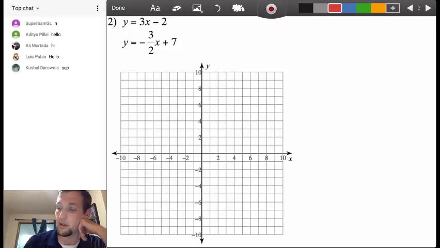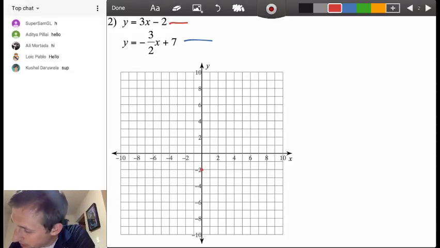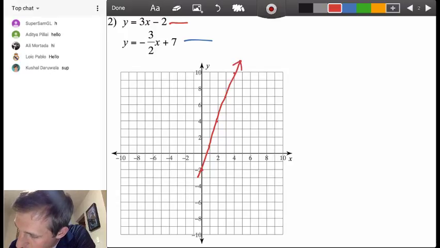Okay, so again, I'll do the top one in red, do the bottom one in blue. The top one, that's slope-intercept form. My y-intercept is -2, and my slope is 3, so that means I'm going to go up 3 over 1, up 3 over 1, and I'm going to do that a bunch. Okay, I'll do it all the way through. Connect those with a line. You know what? I've drawn worse lines there.